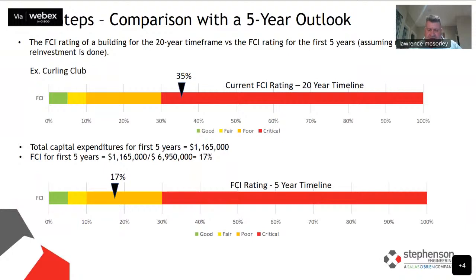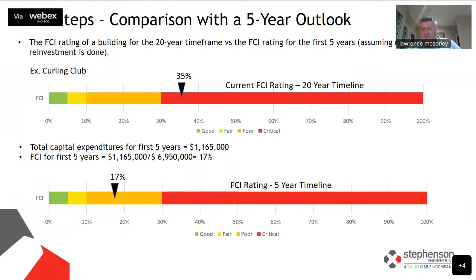So here's an example of this, the curling club. If we did the 20-year outlook, the curling club falls into the critical condition. But if we spend what's earmarked for the next 5 years, it stays pretty much in the middle of the poor condition, which, like I said, isn't so bad, because if you look at how these bar charts work, it gets bigger as the buildings age.